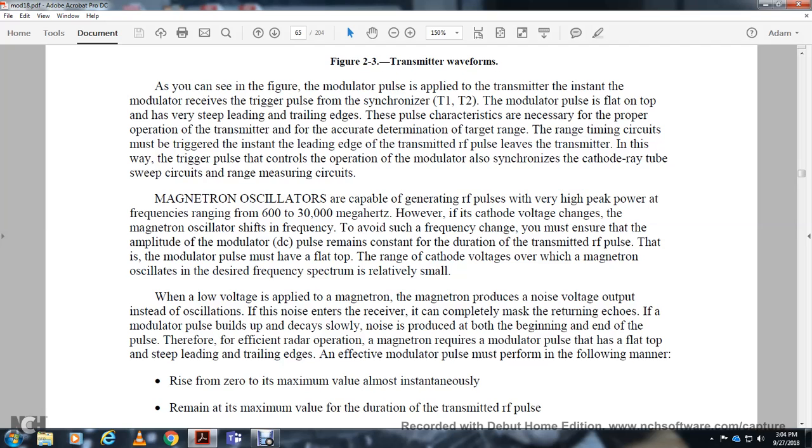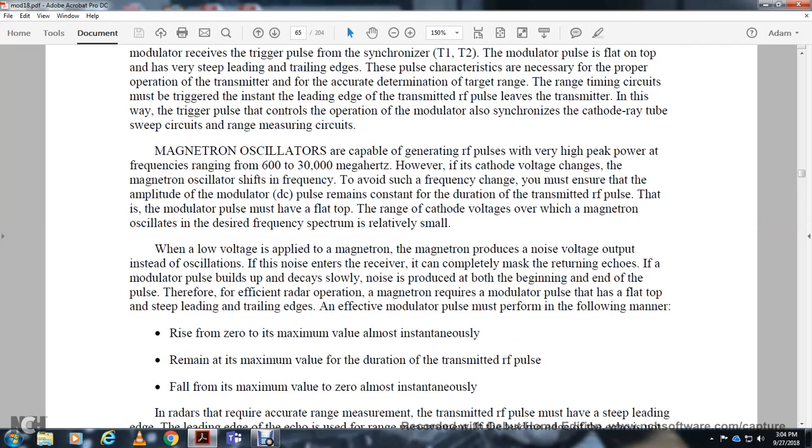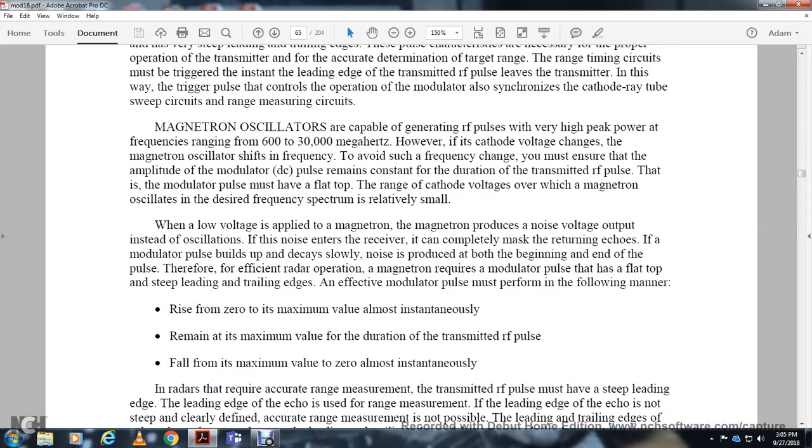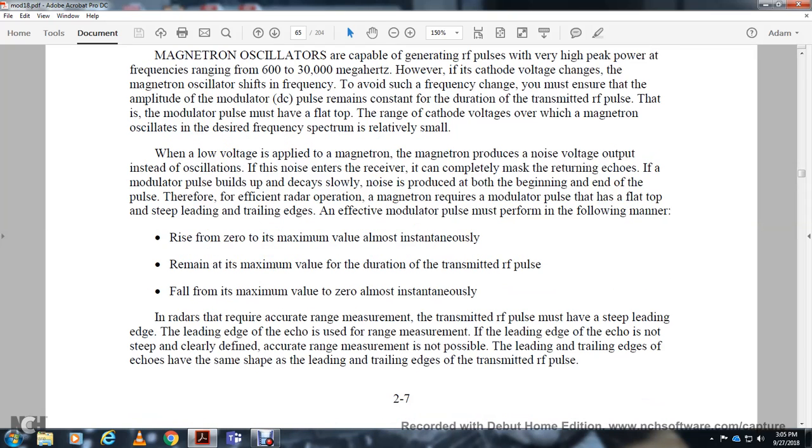When a low voltage is applied, the magnetron produces a noise voltage output instead of oscillation. This noise at the input of the receiver can completely mask the return echo. The modulator builds up the pulse slowly, and the noise then produces no useful output. Therefore, an efficient radar requires a modulator pulse with a flat top and steep leading and trailing edges. The modulator pulse must rise from zero to the maximum value almost instantaneously, remain at the maximum value for the duration of the transmitted radio frequency pulse, and then fall to zero almost instantaneously.